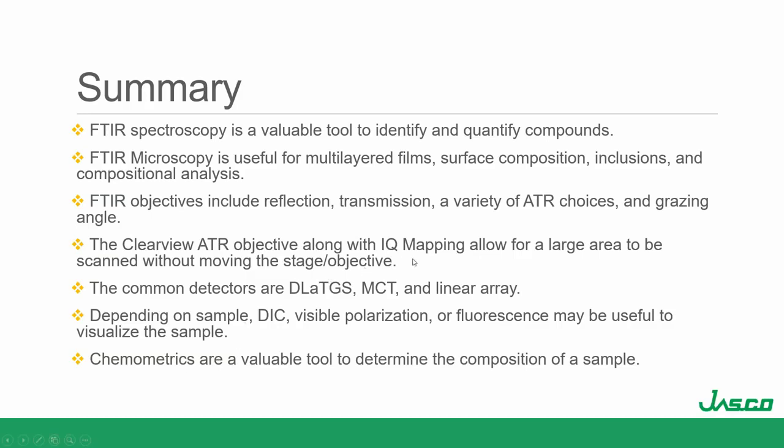The clear view with the IQ map allows a large area to be scanned without moving the stage or objective. The common detectors are room temperature, MCT, and linear array. Then depending on the sample, DIC, fluorescence, polarization, and Raman can be used to visualize a sample, and chemometrics are a valuable tool to determine the composition of a sample.